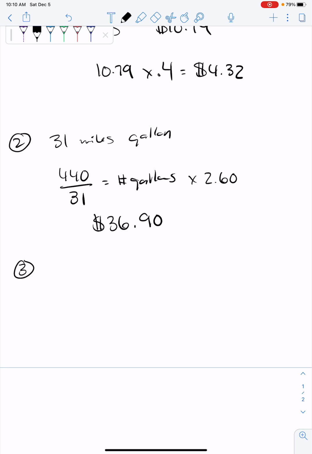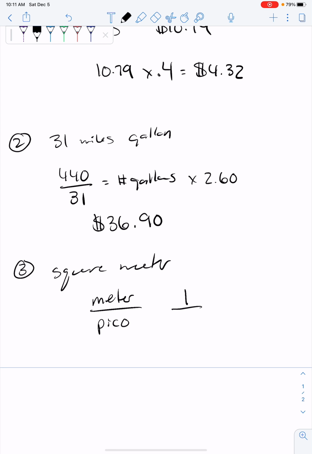Complete the following sentence with a power of 10 greater than 1. So it says that a square meter is blank times as large as a square picometer. So I'm comparing meters and picometers. So if I look at my metric units, at my prefixes, a meter is 10 to the power of nothing. A meter is just 1. And a picometer is 10 to the negative 12.